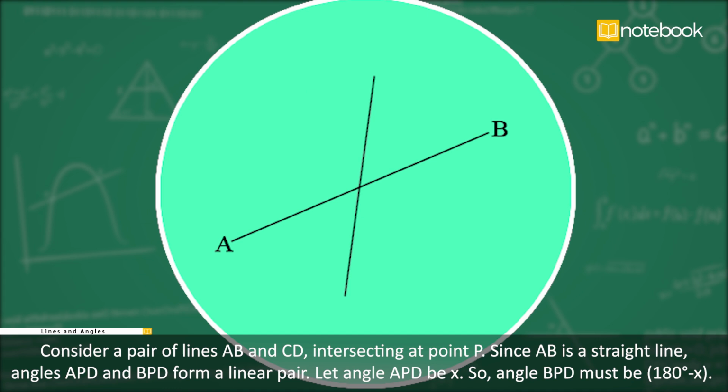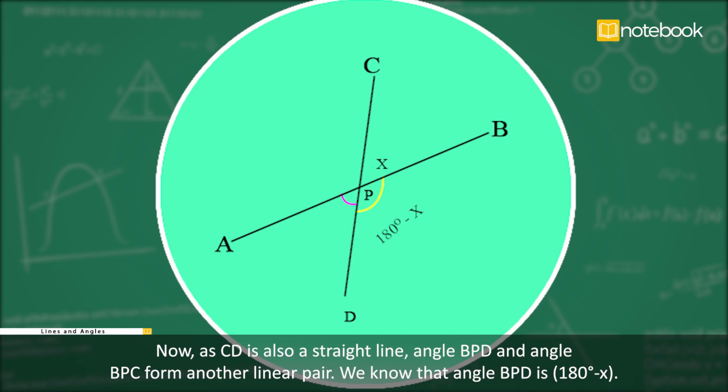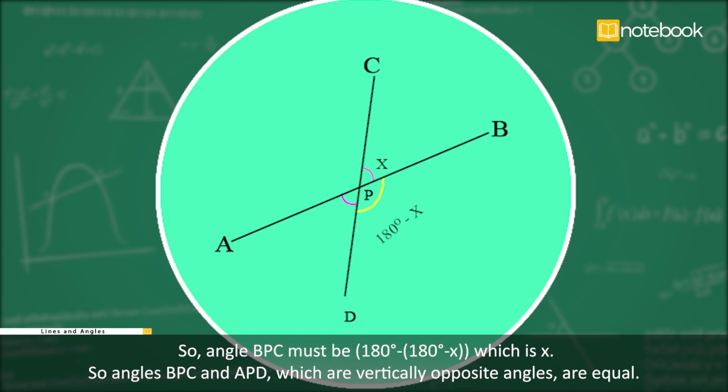Consider a pair of lines AB and CD intersecting at point P. Since AB is a straight line, angles APD and BPD form a linear pair. Let angle APD be X. So angle BPD must be 180 degrees minus X. Now as CD is also a straight line, angle BPD and angle BPC form another linear pair. We know that angle BPD is 180 degrees minus X. So angle BPC must be 180 degrees minus (180 degrees minus X), which is X. So angles BPC and APD, which are vertically opposite angles, are equal.